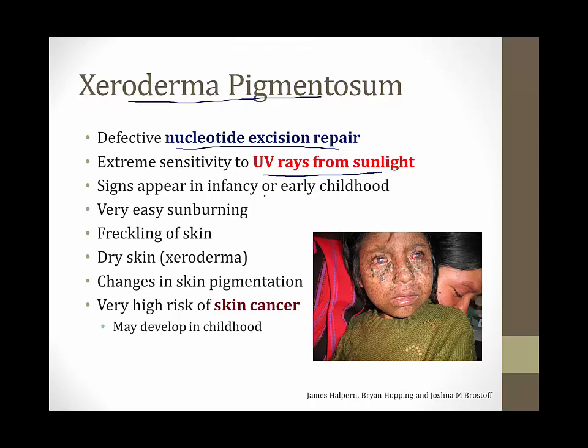The signs and symptoms usually appear in infancy or early childhood. These children have very easy sunburning and freckling of the skin. Their skin is dry, that's called xeroderma, that's how the condition gets its name. They also have characteristic changes in skin pigmentation, which is also how the condition gets its name. This is a picture of a child with Xeroderma pigmentosum shown on the screen here. And then finally, these children are at very high risk of developing skin cancer. In fact, many of them develop various forms of skin cancer in childhood.